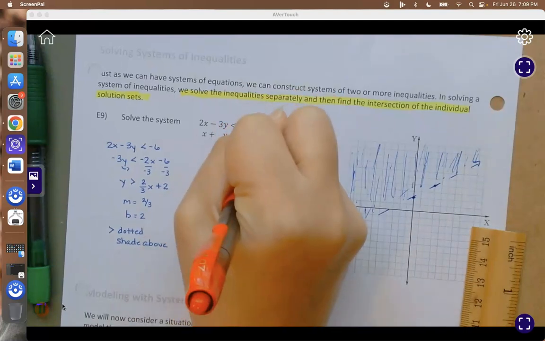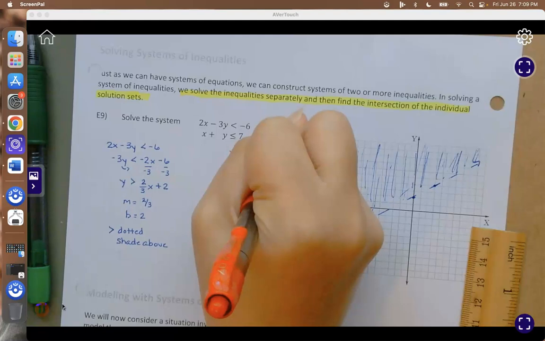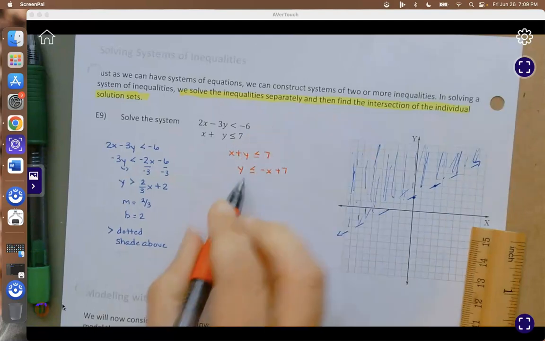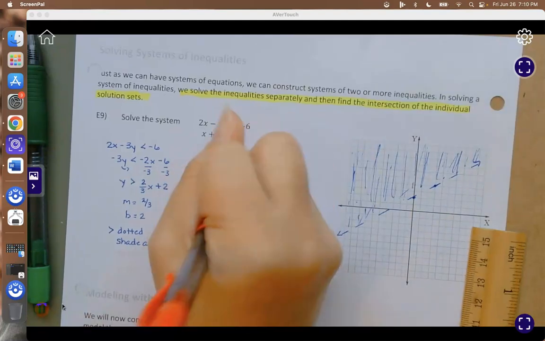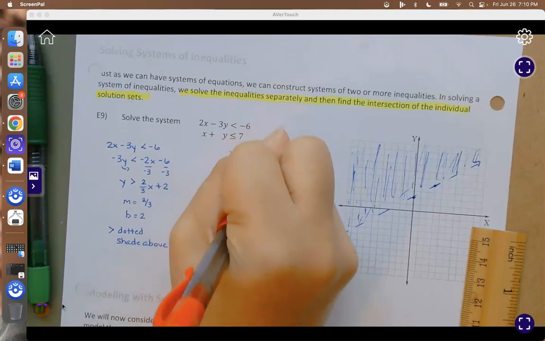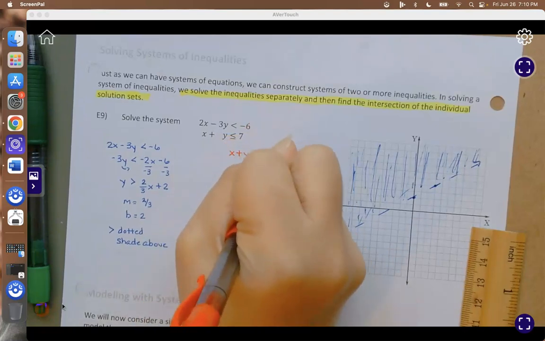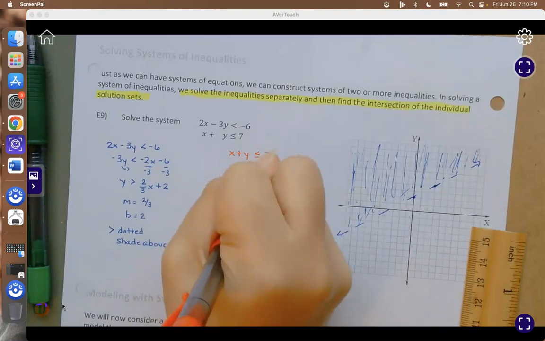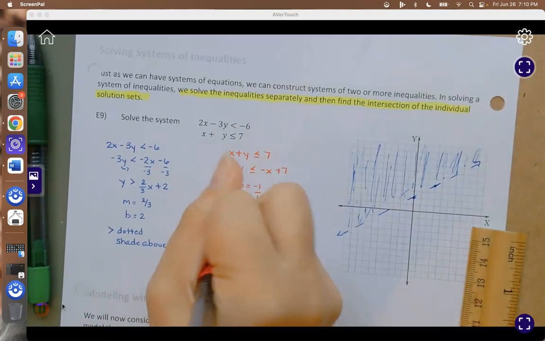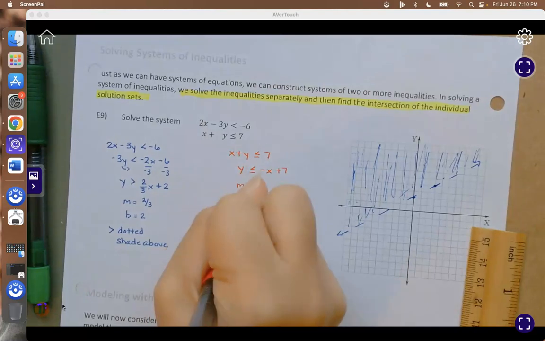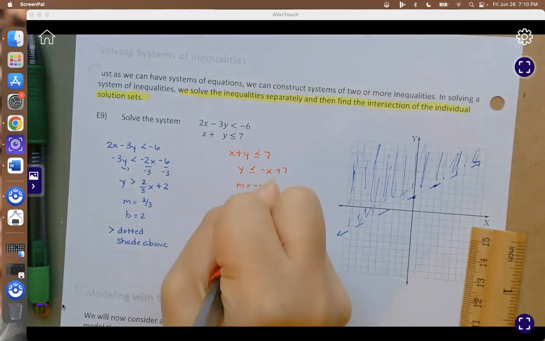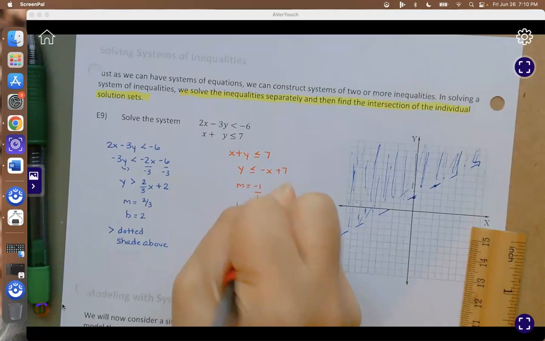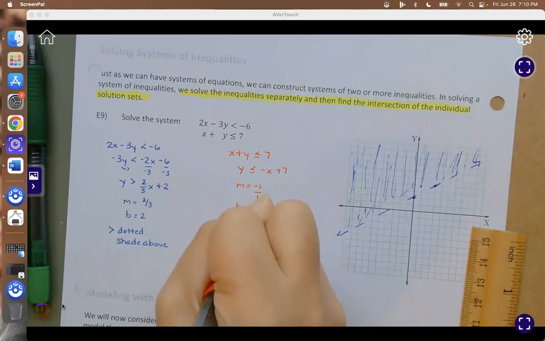Move the x over, and we don't even have to divide anything. So our m is -1. Remember, we like it as a fraction, so you can put a 1 underneath it. Our b is 7. Now, our symbol was less than or equal to. This is a solid line because it has the equal to, and this is shade below because it's less than.